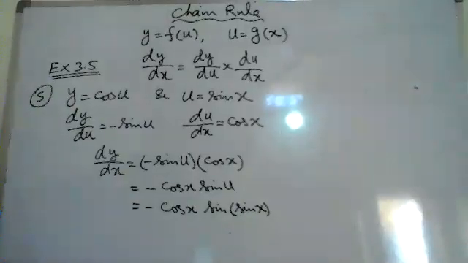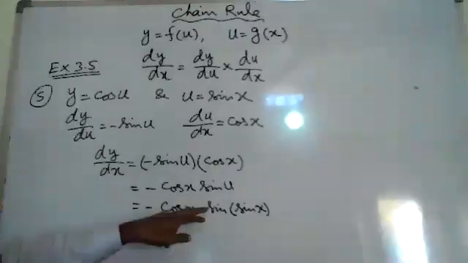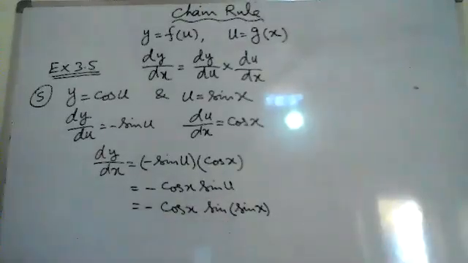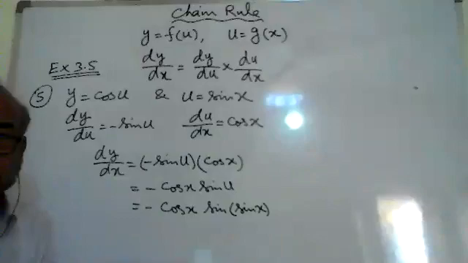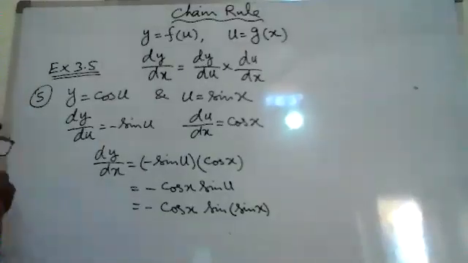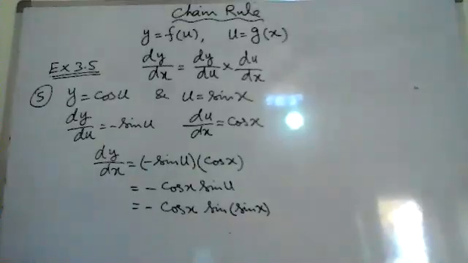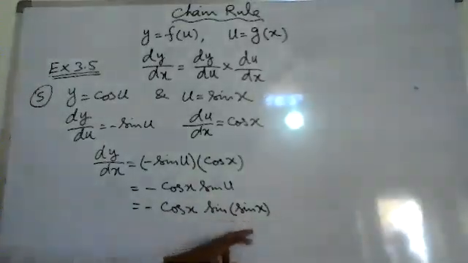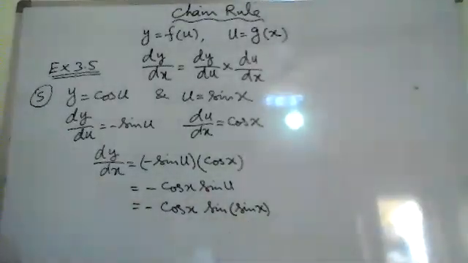So this is the final answer. Dy upon dx is equal to minus cos x into sine of sin x. Here u is replaced by sin x, so sin x is the angle. That is question number 5.